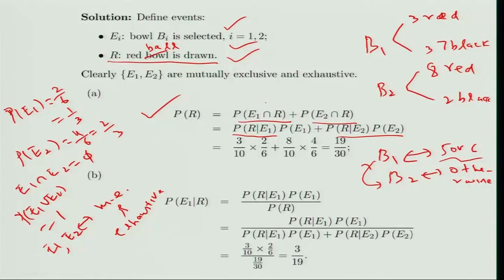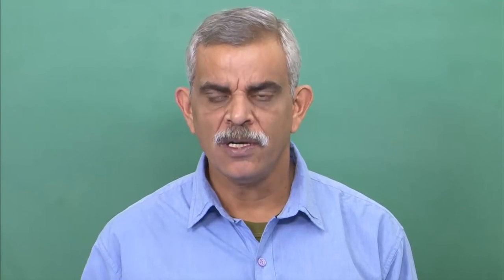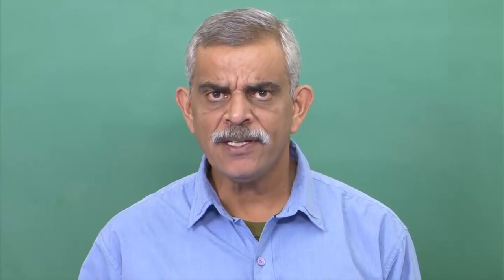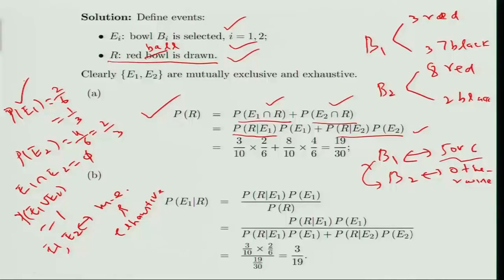Probability of R is the same as probability of E1 intersection R plus probability of E2 intersection R, which is the same as probability of R given E1 into probability of E1, plus probability of R given E2 into probability of E2. Note that to get the probability of R, that a red ball is drawn, I need the information about which bowl I am drawing from, whether bowl B1 or bowl B2. So I should have information whether event E1 is occurring or event E2 is occurring. That means whether bowl B1 is selected or bowl B2 is selected. And that is why I have used this conditional probability.